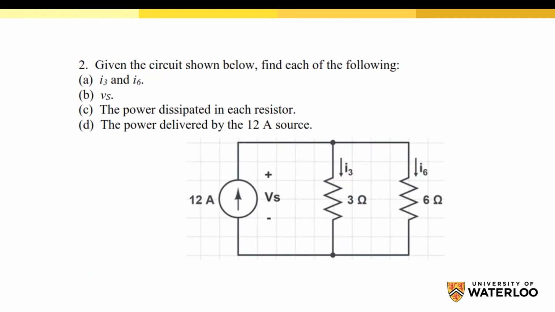For question 2, given the circuit shown below, find each of the following. I3, which is the current passing through the 3 ohm here, I6, which is the current passing through the 6 ohm here, and then Vs, which is the source voltage. It's not the source voltage because this is a current source. This is the voltage across the current source. And in part C, we need to calculate the power dissipated in each resistor, then the power delivered by the 12 ohm source.